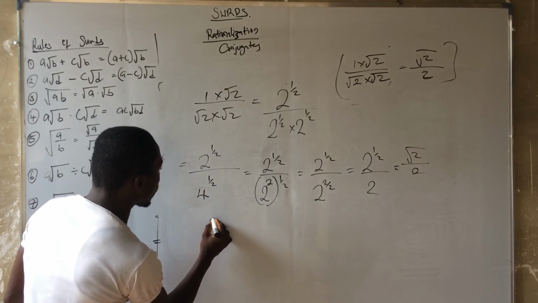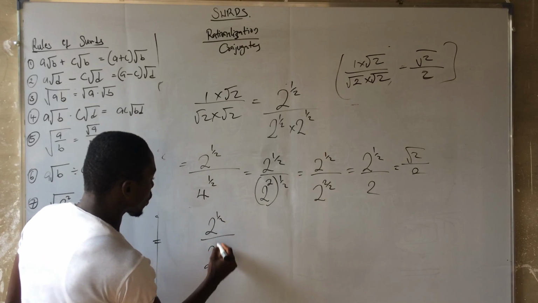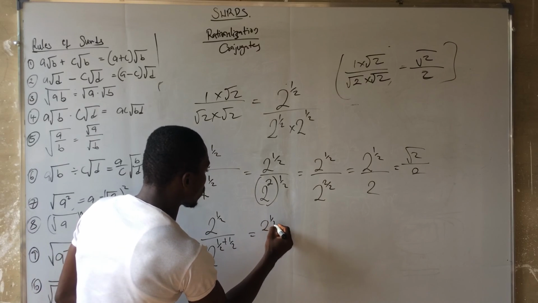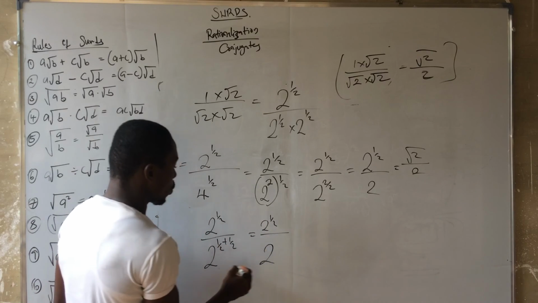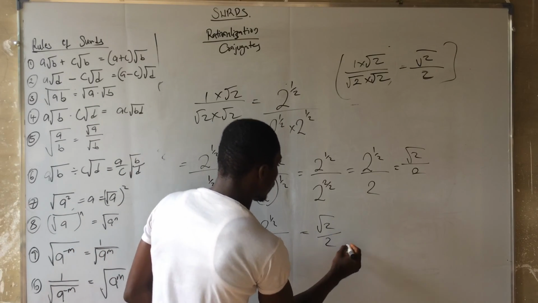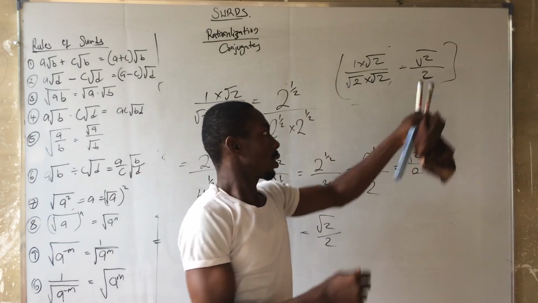So I come here again and say 2 raised to the power 1 over 2 over 2 raised to the power 1 over 2 plus 1 over 2. This is 2 raised to the power 1 over 2 over 2, because 1 over 2 plus 1 over 2 is 1. And this is root 2 over 2. So that is how this is equal to that.